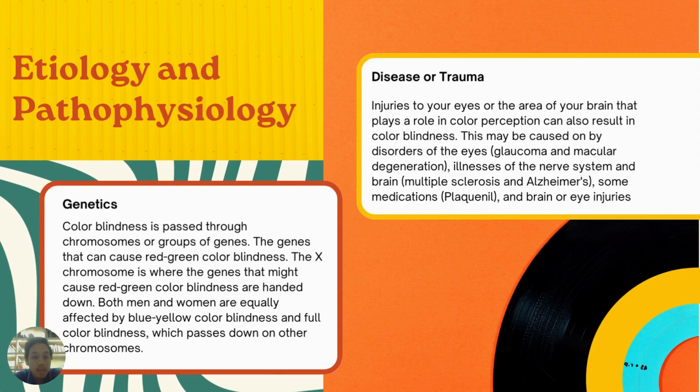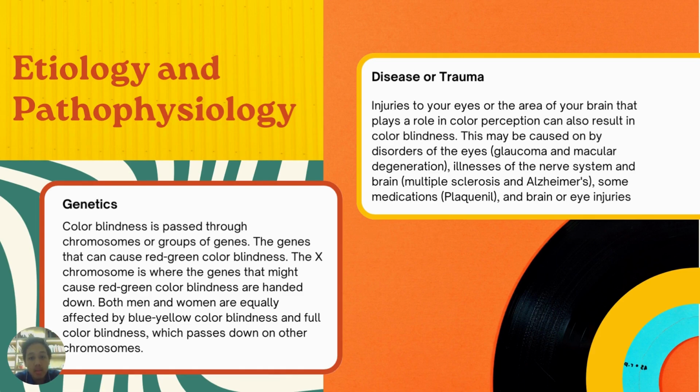Color blindness is passed through chromosomes or groups of genes. The genes that can cause red-green color blindness are handed down on the X chromosome. Both men and women are equally affected by blue-yellow color blindness and full color blindness, which pass down on other chromosomes. And the second one is disease or trauma.